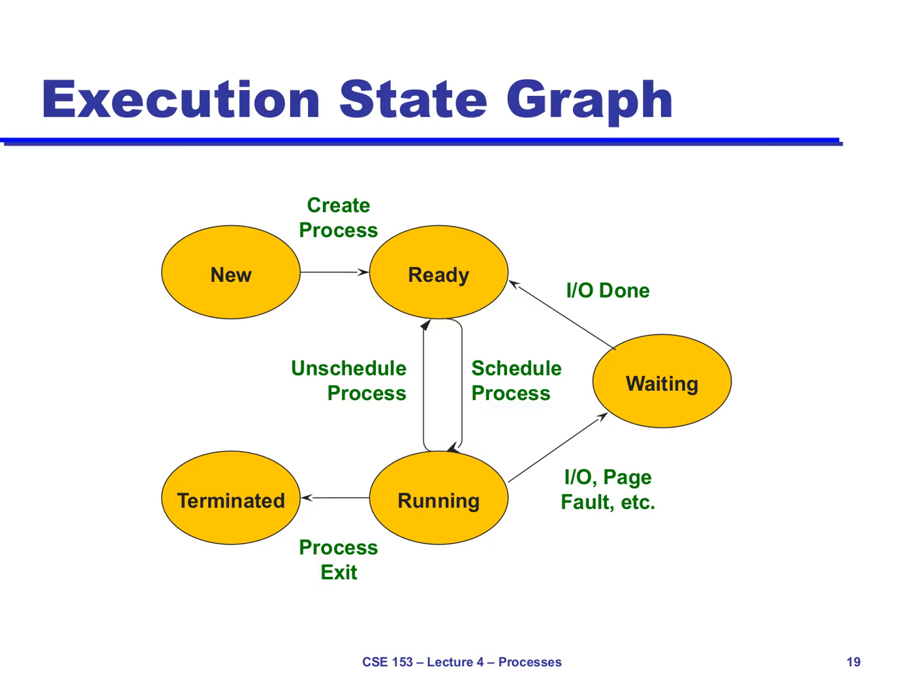This is a diagram of the execution state graph. Processes can be new, ready, running, waiting or terminated.